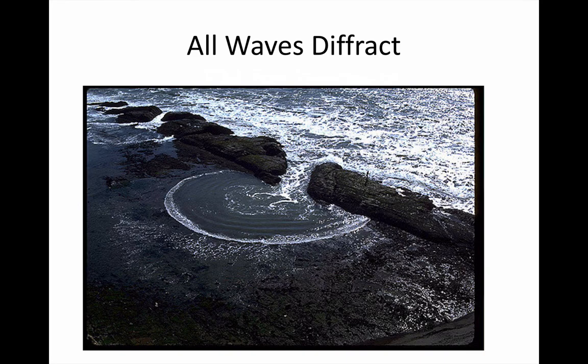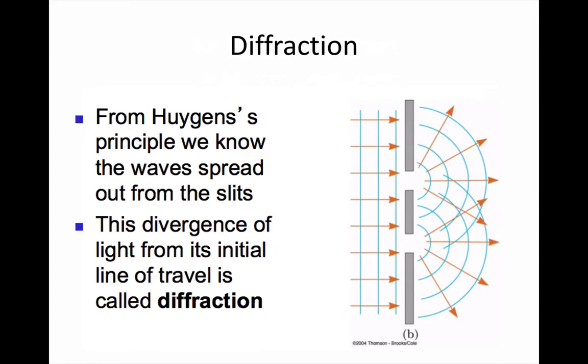All waves diffract, but only when the aperture size is in the same order of magnitude as the wavelength. That means to look at diffraction effects, we need to look at very small apertures. You have already seen diffraction described as the spreading out of waves after passing through a small aperture.